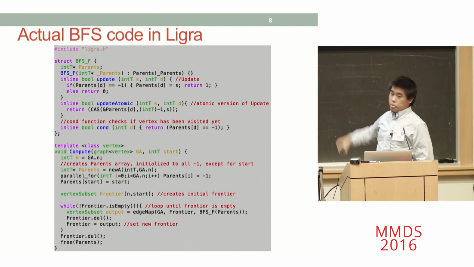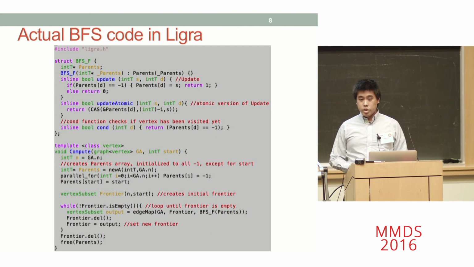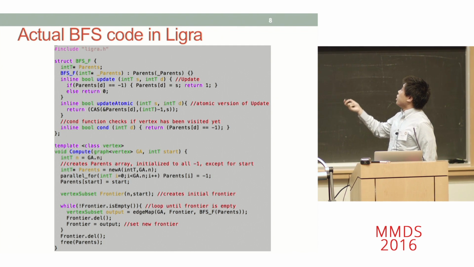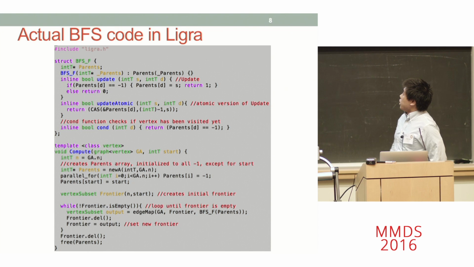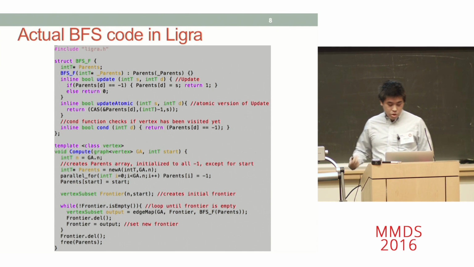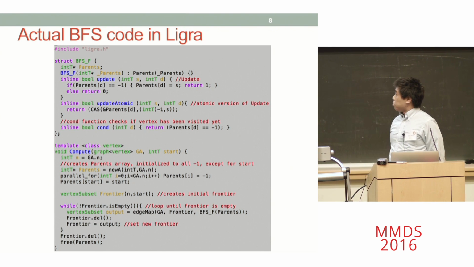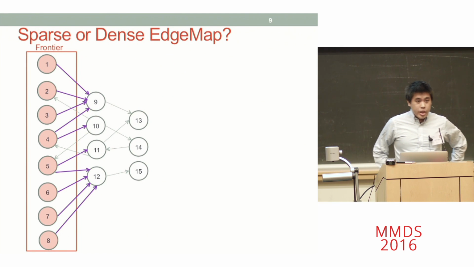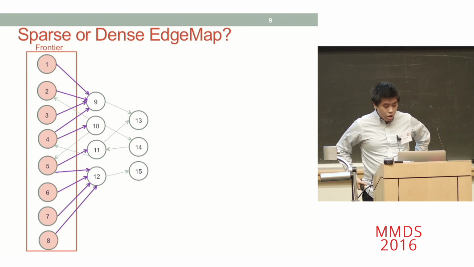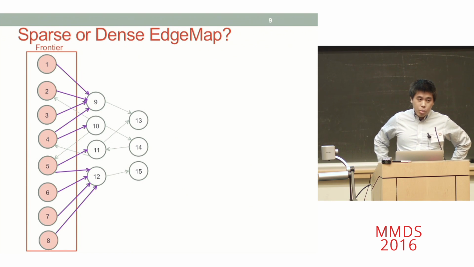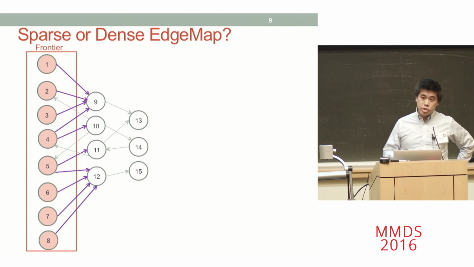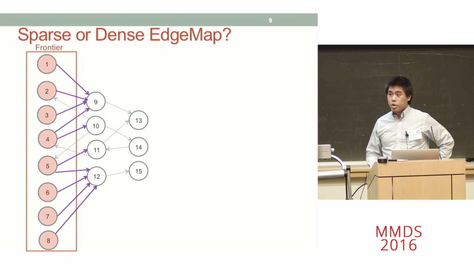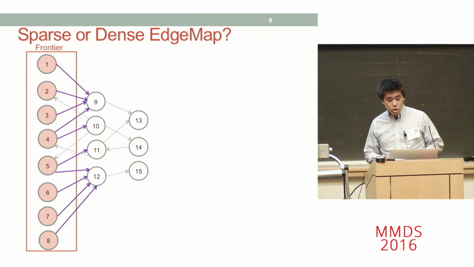Because we're doing this in C++, we have to do memory allocation and freeing ourselves, and then we put the update and cond functions inside a struct, which we pass to EdgeMap. Okay, so how do we actually implement this EdgeMap that BFS is repeatedly calling? Let me describe how we would implement it for BFS in particular, and later argue that it generalizes to other graph algorithms as well.